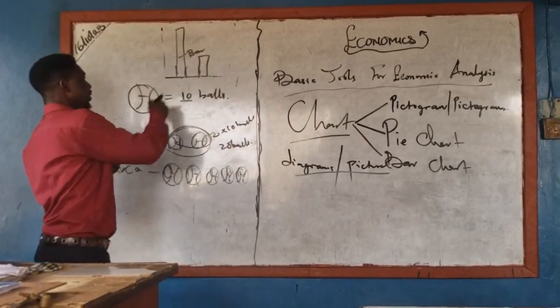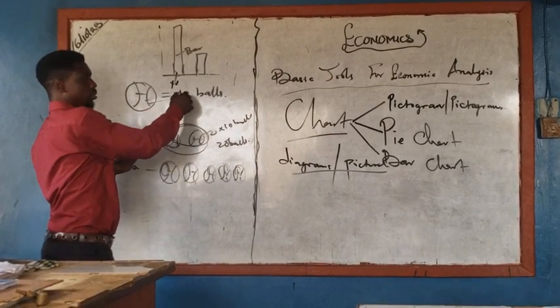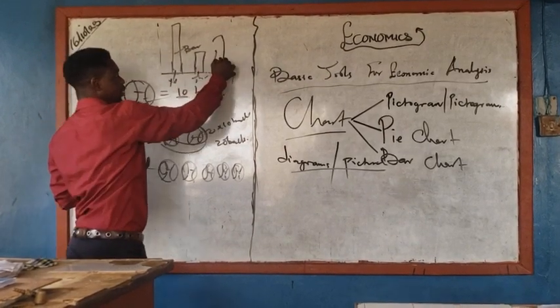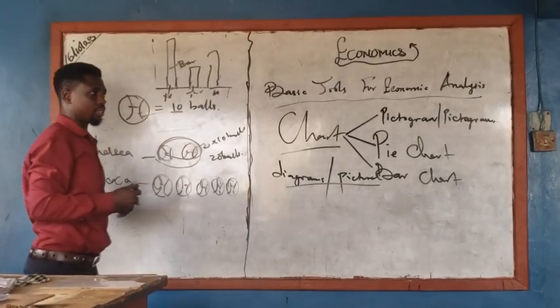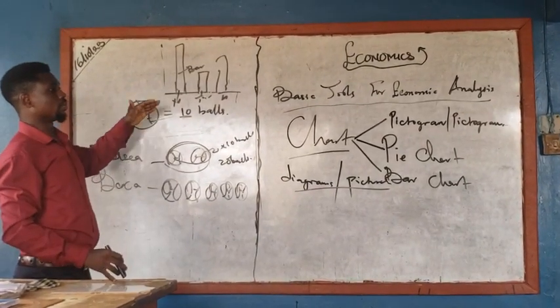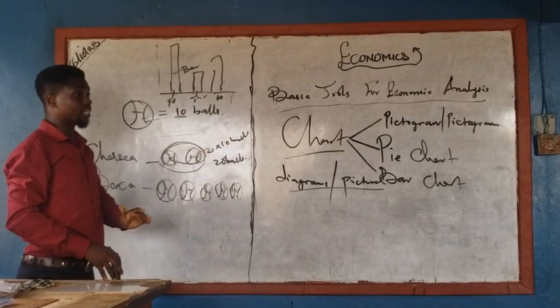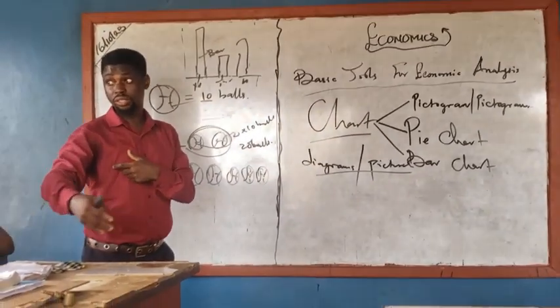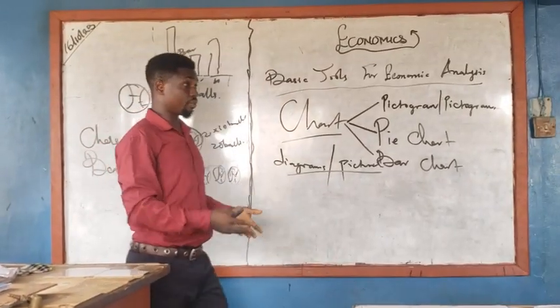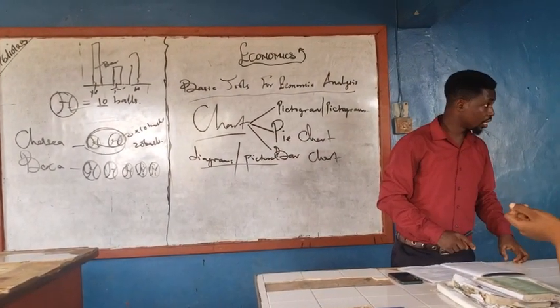Maybe this one can be days of the week: Monday, Tuesday, Wednesday, Thursday, Friday. Are you getting it? Then this represents the frequency, which is what? The volumes of rainfall. That is the levels of rainfall in this particular week. So Monday, how many volumes?